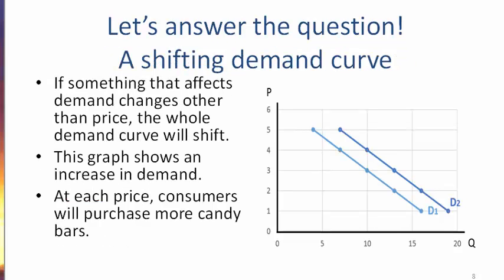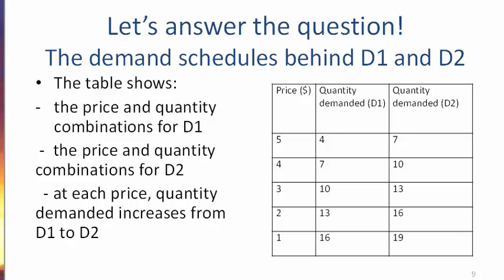Okay, however, if something happens other than a change in price which causes the whole curve to shift, then the demand curve is going to move to the right or the left. Here we see an increase in demand because at each price consumers are purchasing more of, for example, candy bars. Noting the underlying functions shown in the table for the two demand curves that we looked at, we notice that there was a parallel shift in the demand curve because at each price, quantity increased by 3 units. So these are the numbers that underlie the demand curves that you saw.